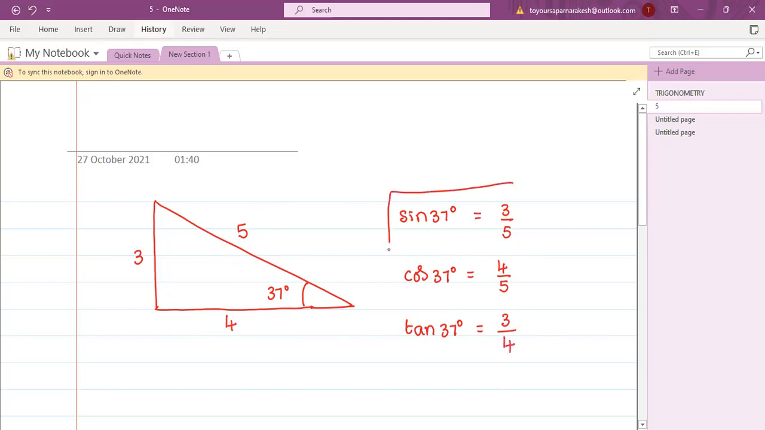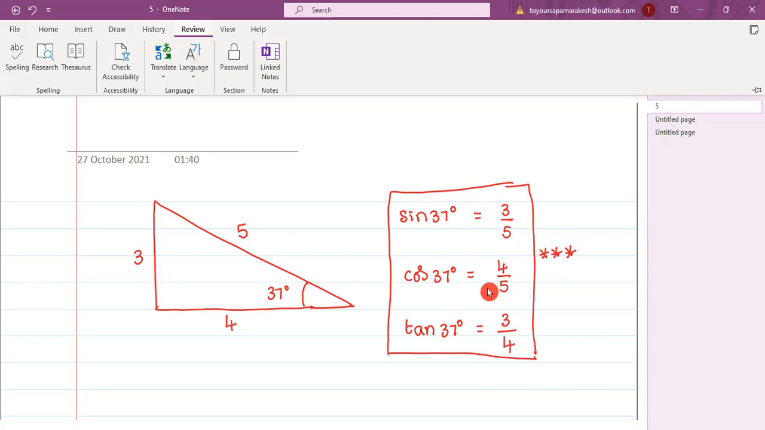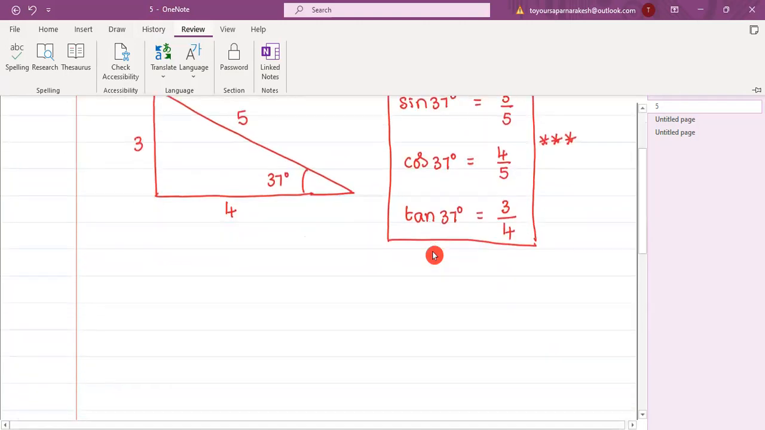These equations are very, very important. Sine 37, 3 by 5. Cos 37, 4 by 5. Tan 37, 3 by 4.